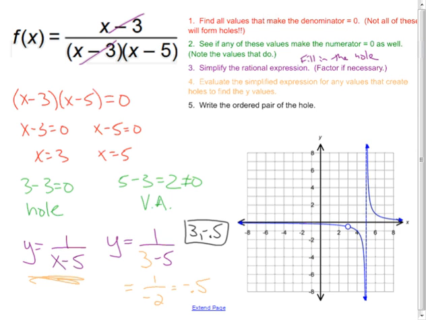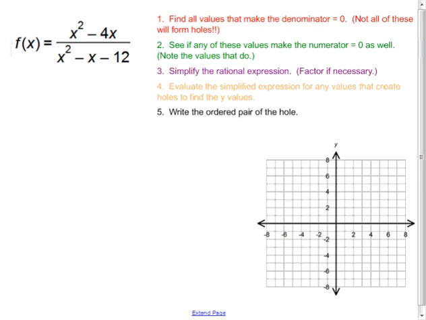Okay? Continuing on, let's take a look here at f of x equals x squared minus 4x, all divided by x squared minus x minus 12. So it says find all values that make the denominator equal to 0. I'll set the denominator equal to 0, and I have to solve that. Well, it's quadratic. Okay, no big deal. I've got skills for that.